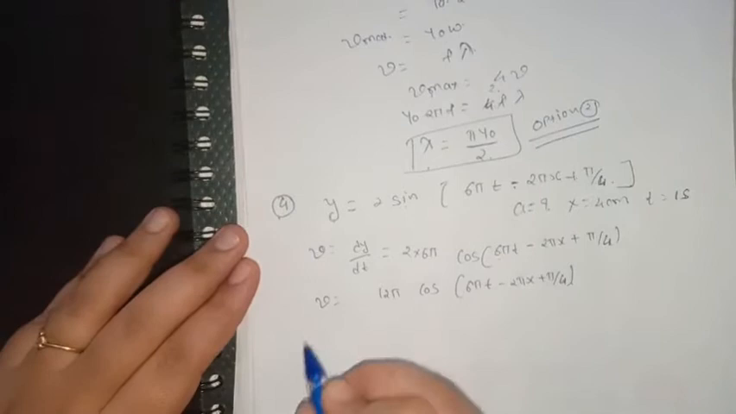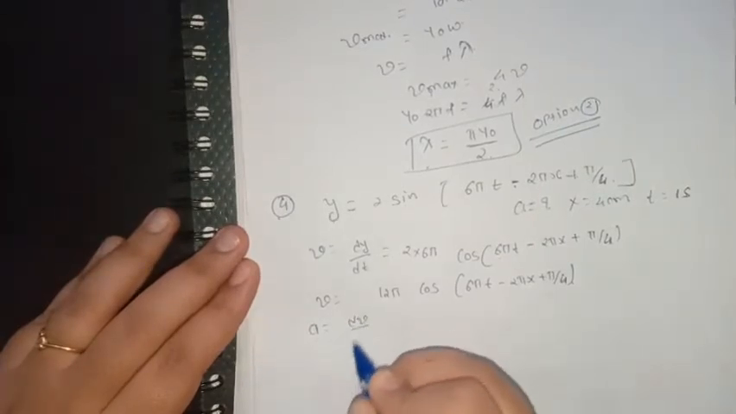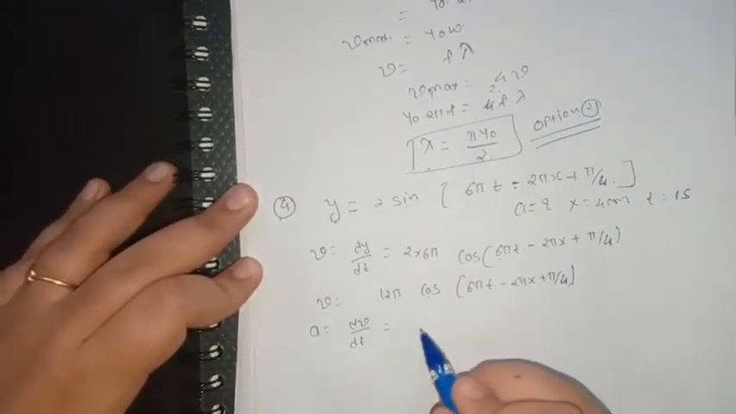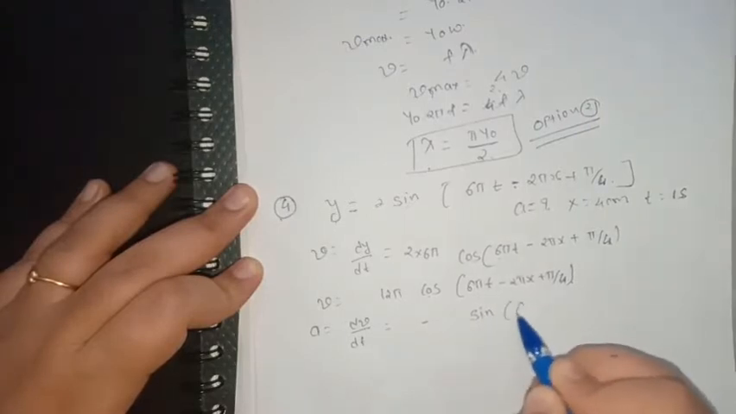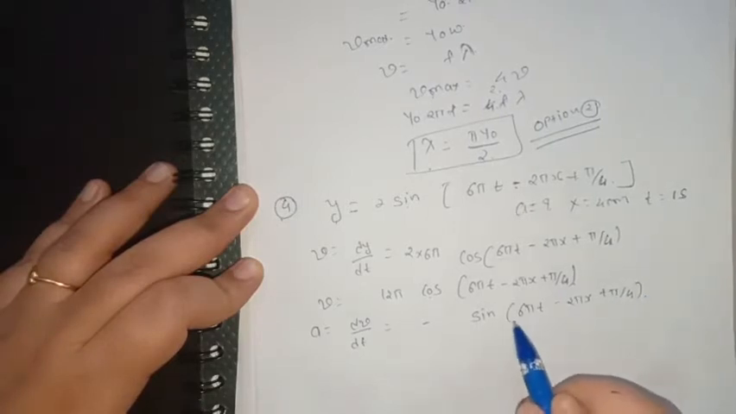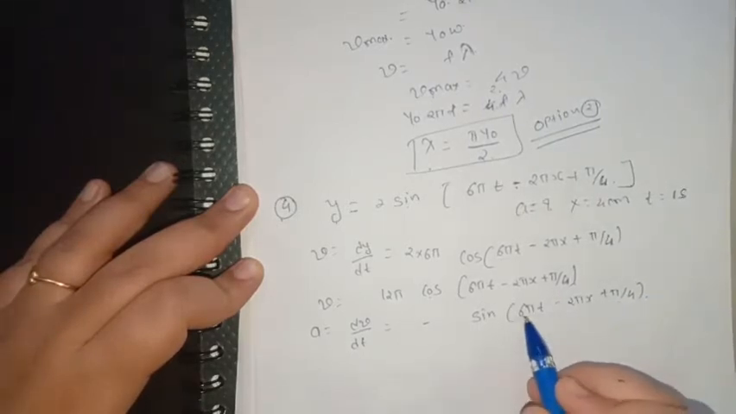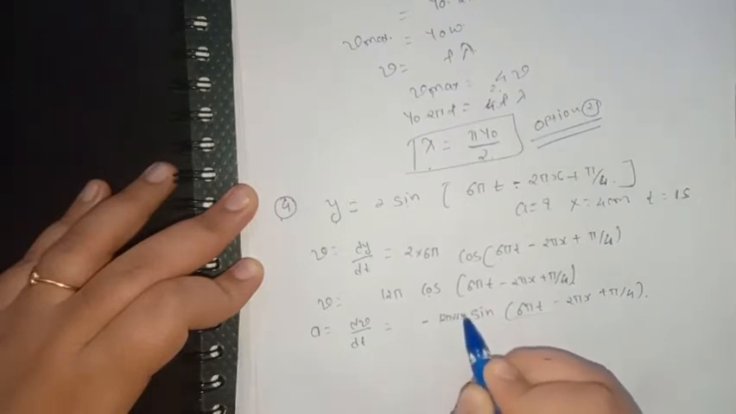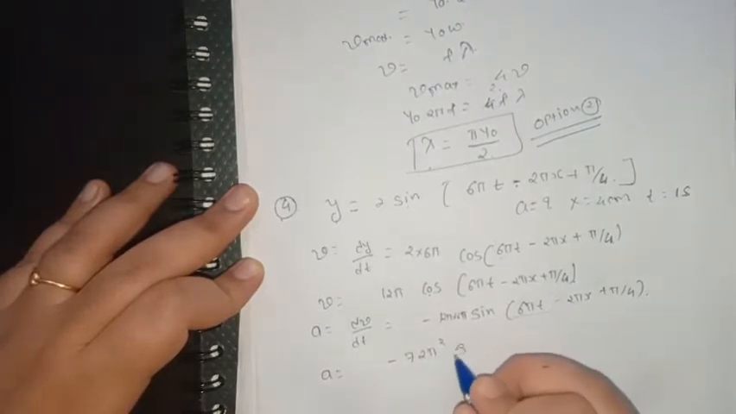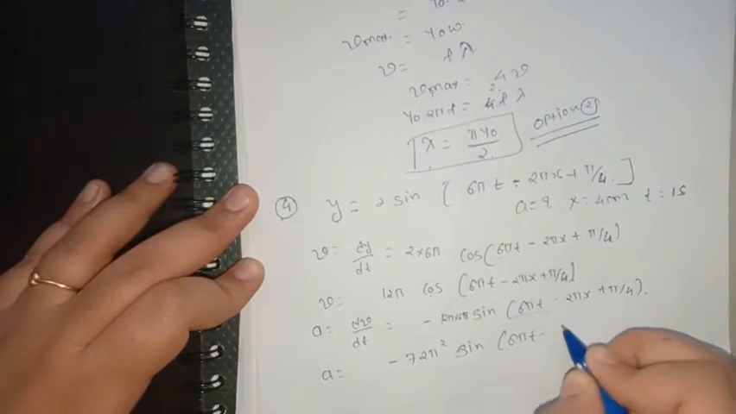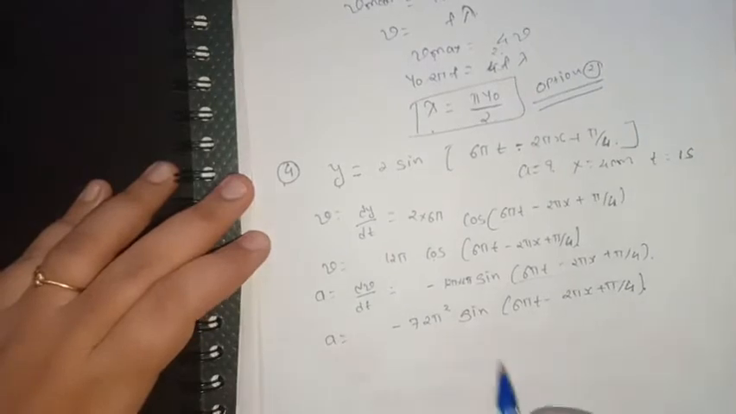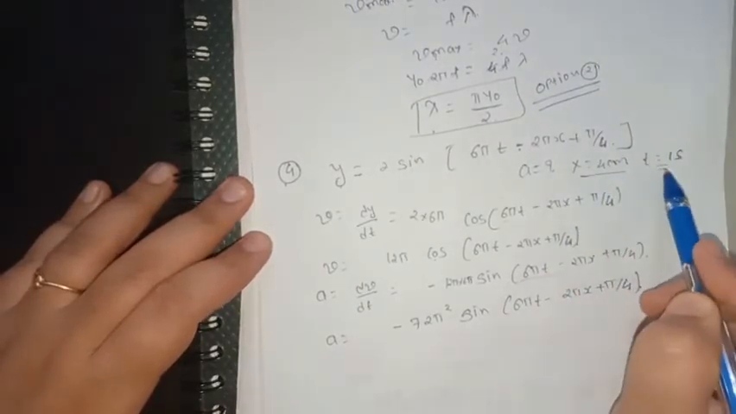Differentiating this velocity again with respect to time, we will get acceleration. So a will be dv by dt. The differentiation of cos will be minus sine of (6 pi t minus 2 pi x plus pi by 4). Differentiating this again with respect to time, we will get 12 pi into 6 pi. So acceleration will be minus 72 pi square sine of (6 pi t minus 2 pi x plus pi by 4). We want to find acceleration at x equals 4 centimeter and t equals 1 second.